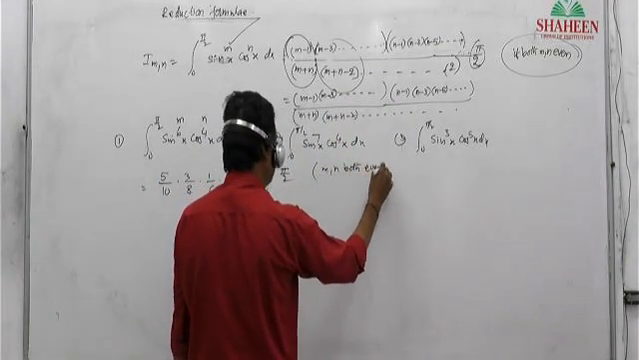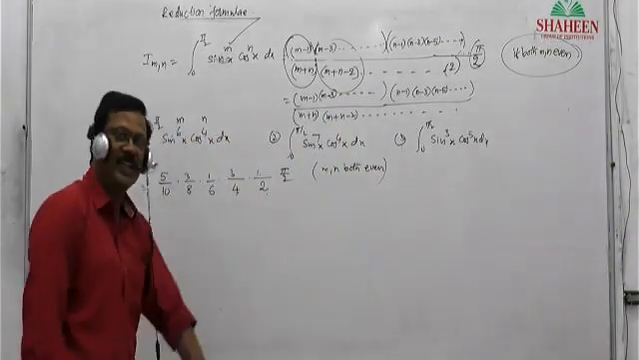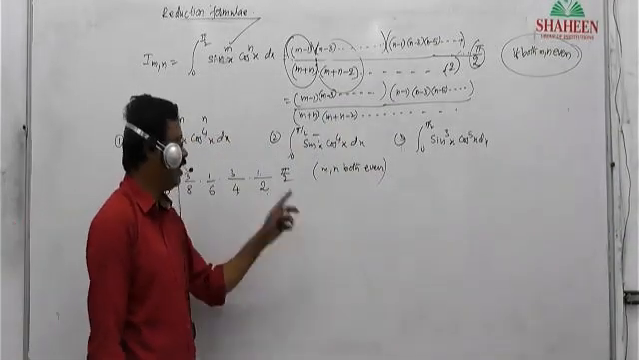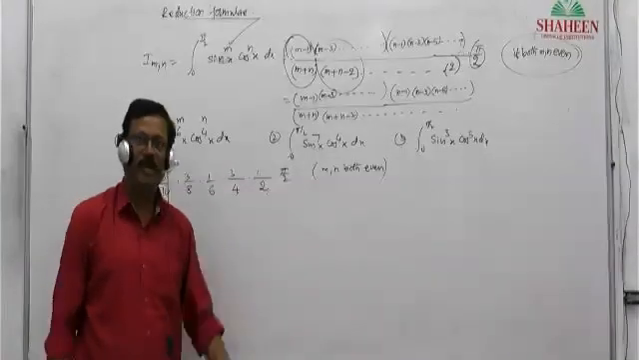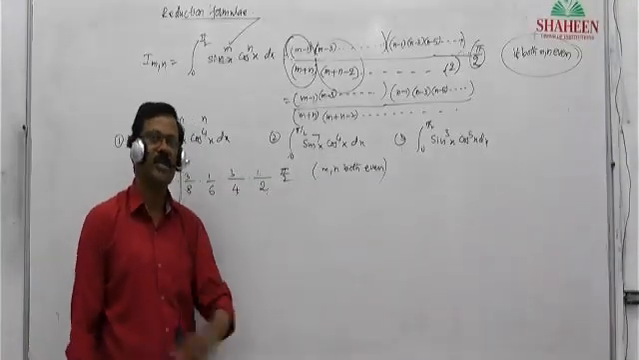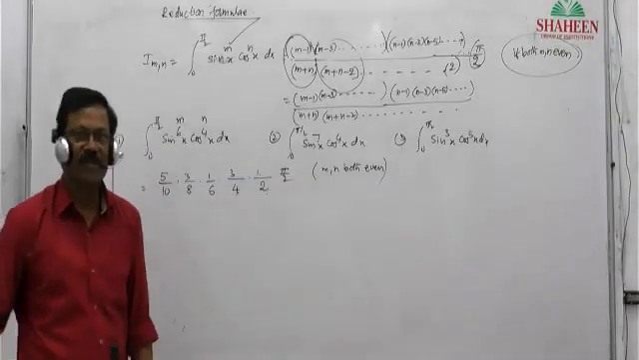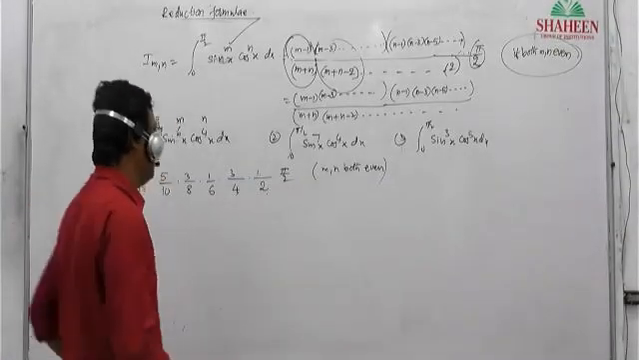Both even, then only we get 1 by 2. Otherwise, we never get 1 by 2, and we never write pi by 2. Okay? If 1 by 2 comes, only then pi by 2. If 1 by 2 does not come, don't write pi by 2. Simply remember. Okay, right, very simple.